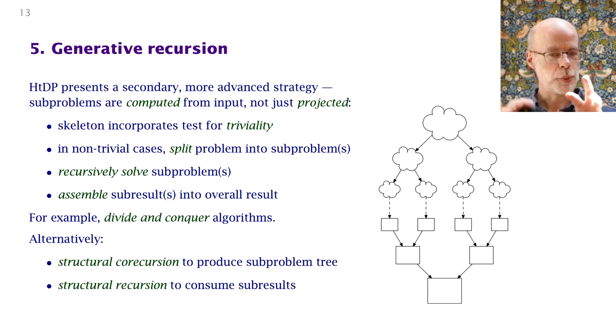So we start off with our initial problem, we break it down into smaller and smaller problems until we get to the leaves of a tree, which are trivial subproblems. We solve those, and then we can solve bigger and bigger subproblems until we get the overall solution. So it's a combination of the two patterns students will already have seen, structural recursion and structural co-recursion.